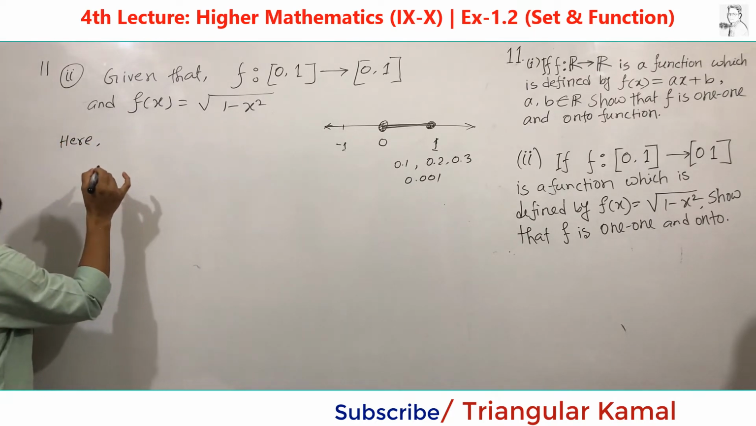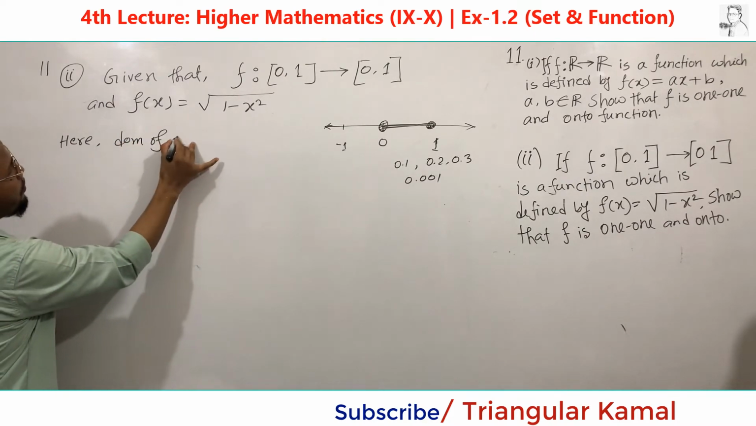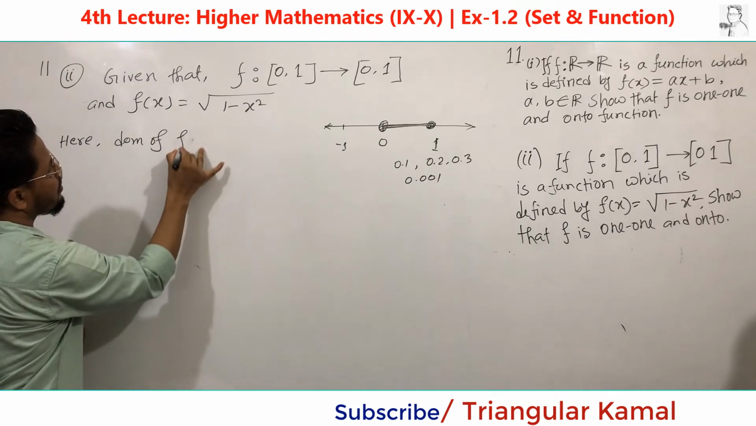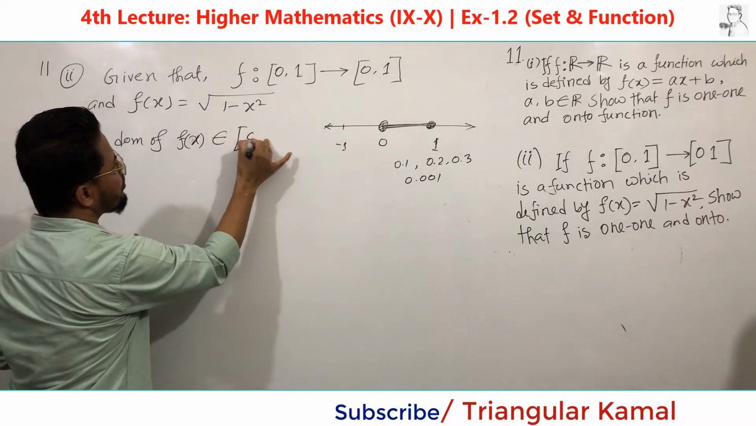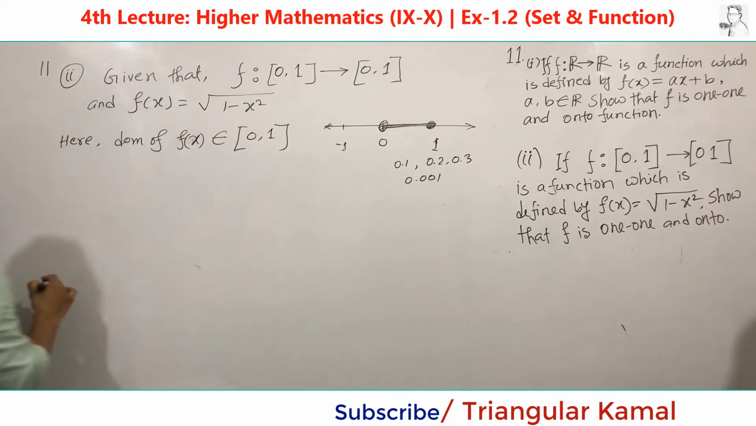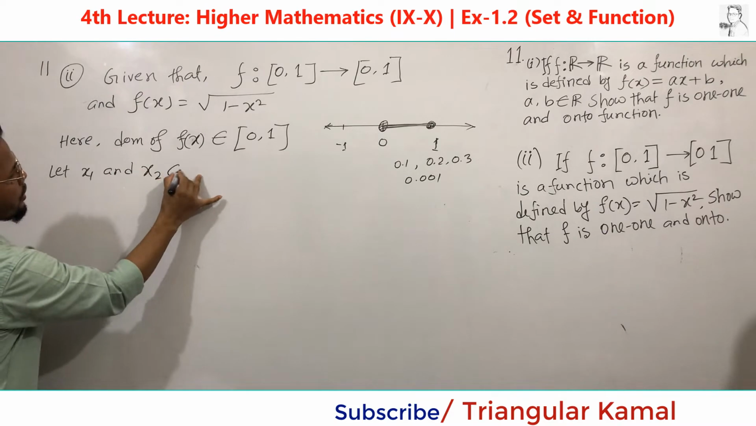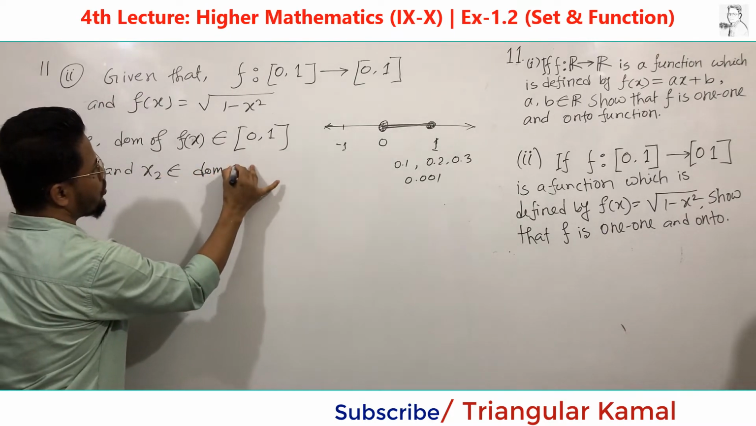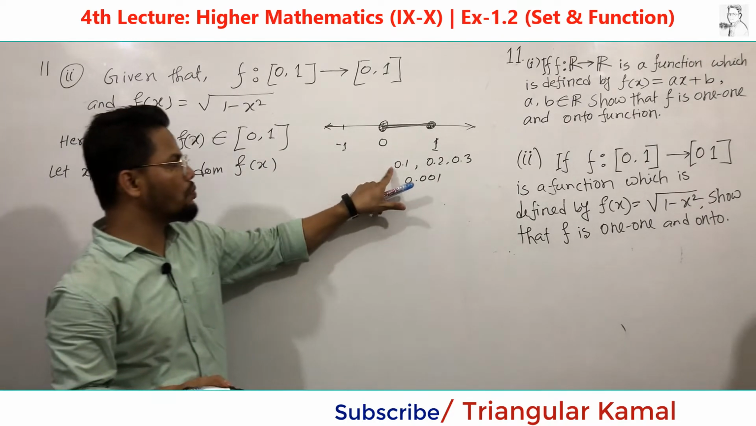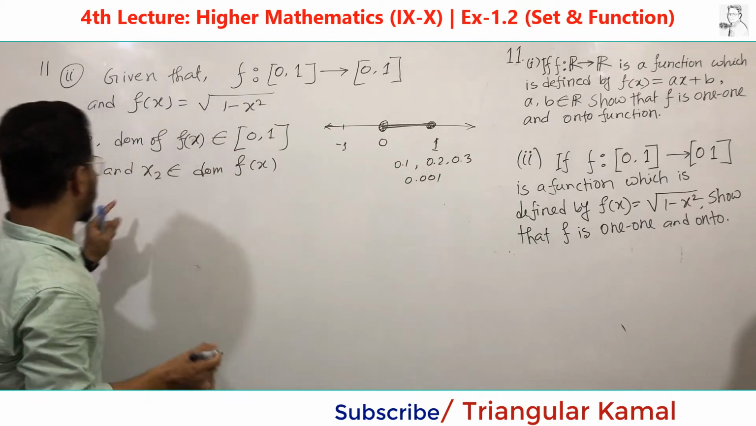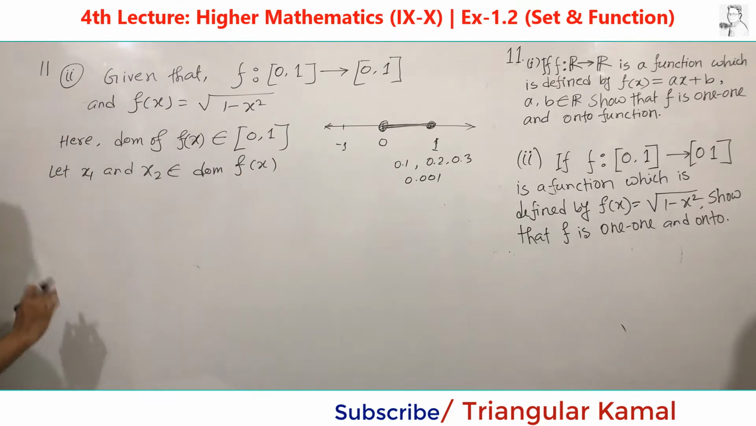Here the domain of f(x) is the elements of 0 to 1. Let x1 and x2 be elements of the domain of f(x). Now we just consider two values. It may be 0.1 or 0.2, 0.3, whatever. Just considering two values, x1 and x2, in the domain of f(x).